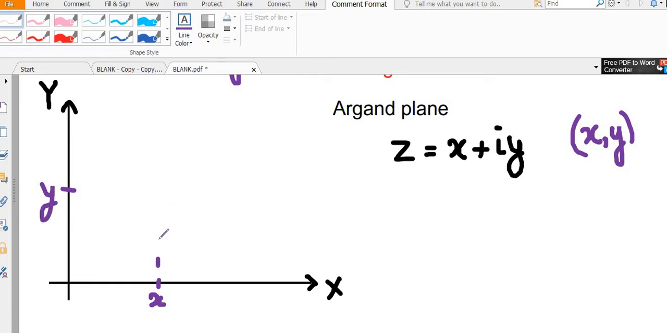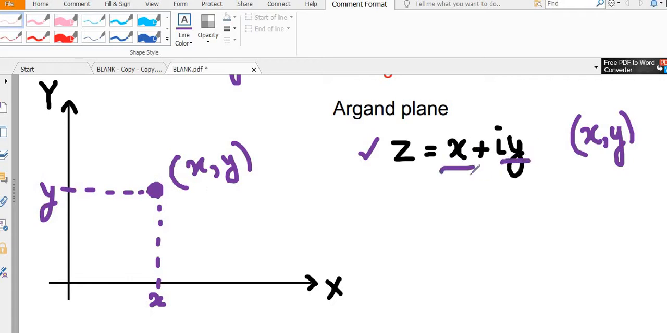So what will this point be? That's pretty simple. This particular round point that I have made will actually be x comma y. This point is the two-dimensional representation on the Argand plane of the complex number z equal to x plus iy. So this purple point is the two-dimensional representation of the complex number z equal to x plus iy, on the Argand plane or on the xy plane corresponding to the complex numbers.